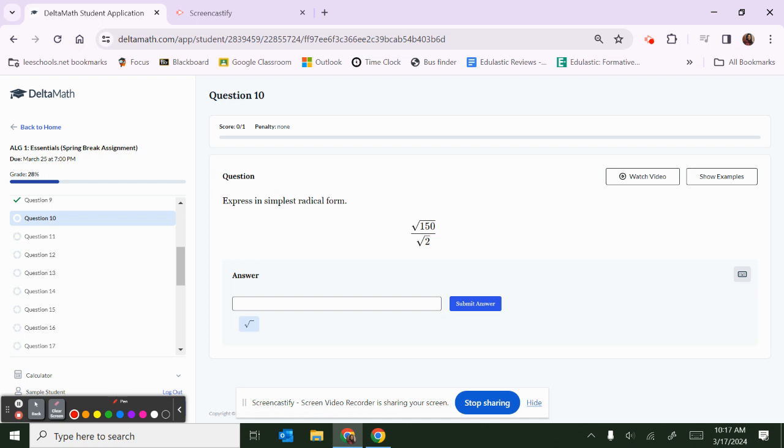All right, guys, here's some support on question number 10 on your spring break activity. The question says that we need to express in the simplest radical form. Anytime that you see a square root, another name for square root is a radical. So again, another name for square root is a what, guys? A radical. Okay. So I'm going to show you guys two ways that you can solve this.